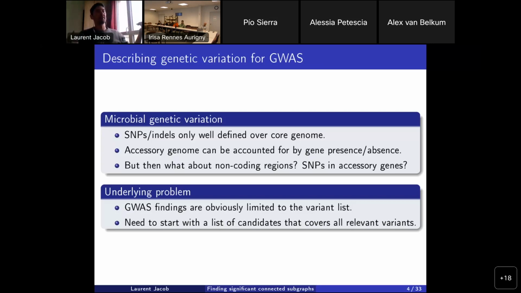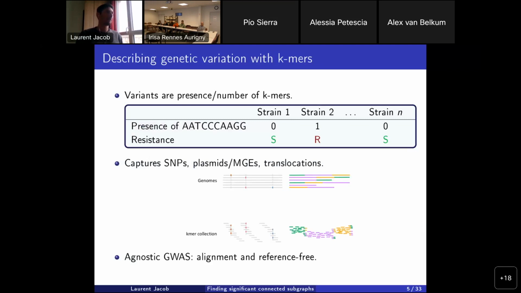And what you start seeing here is that you can always answer, okay, I will just add that to the list, right? I know this SNP in this gene can be important, so I'll put that in the list. You can do that, but then you're always limited by the variant list. And so what's important is that you will need to start with a list of candidates that cover all relevant variants. If you don't have them in the list, you won't even test them, so there is no way you're going to find them.